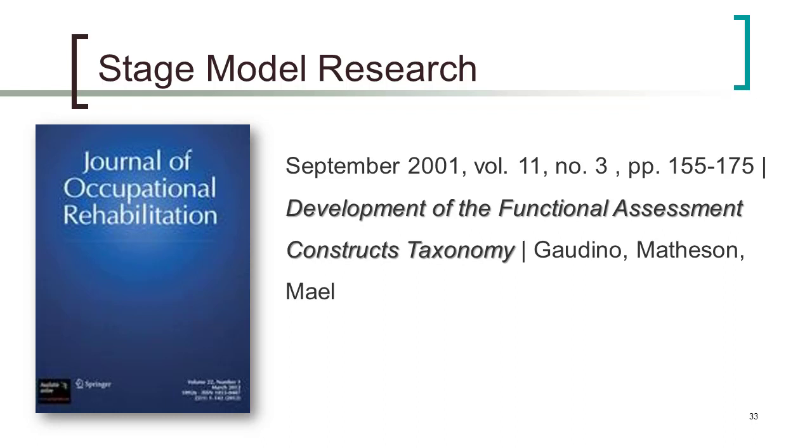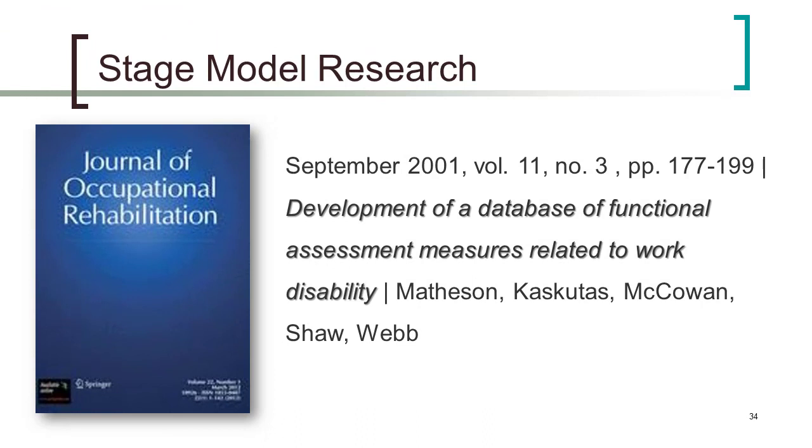The Functional Assessment Constructs Taxonomy, or FACT, aggregated 131 constructs used throughout the world to evaluate disability. We collaborated to standardize the terminology. The FACT provides a brief definition of each of the 131 constructs and then organizes them into different systems and subsystems. The project also developed a database of functional assessment measures to evaluate work disability.